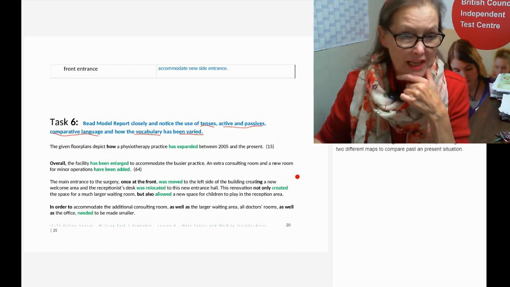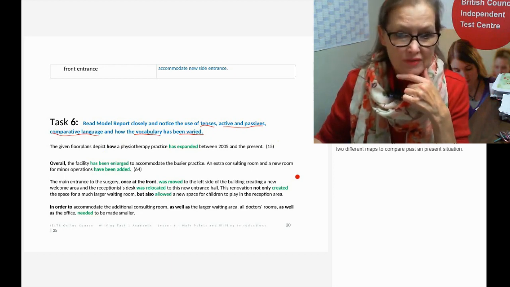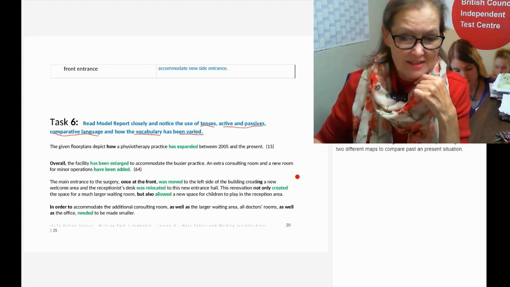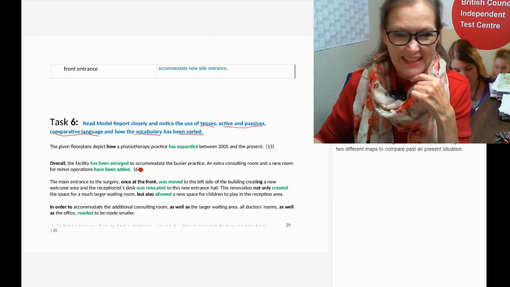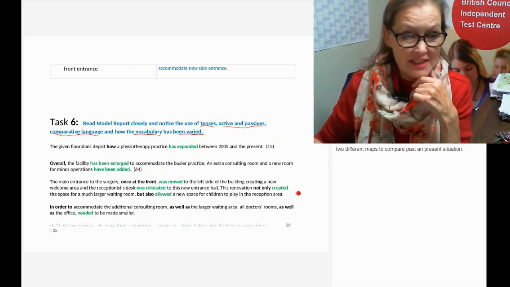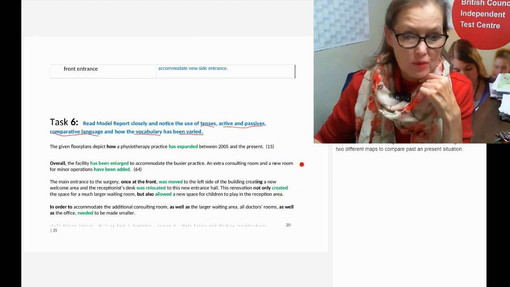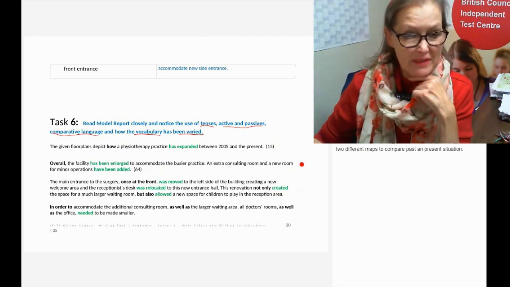The given floor plans depict how a physiotherapy practice has expanded between 2005 and the present. Doesn't look right, 64 words. I think that means it's meant to be on the next line. Overall, the facility has been enlarged to accommodate the busier practice. An extra consulting room and a new room for minor operations have been added.